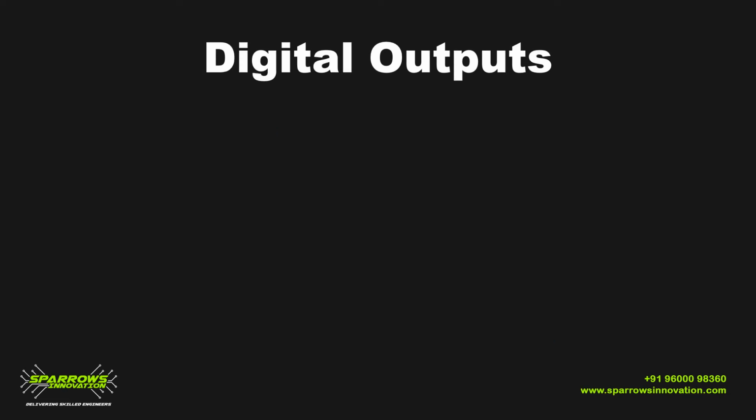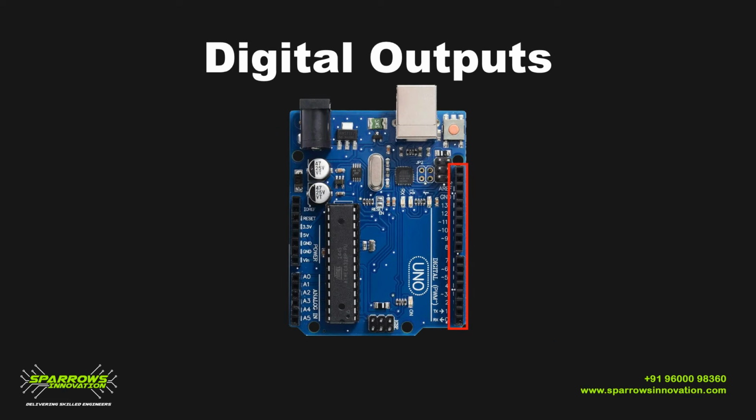As I explained in my previous video, there are 13 digital input and output pins in your Arduino. You can configure each as either a digital input or a digital output. We are not going to use pin numbers 0 and 1 because they are used for serial communication. Other than that, pins 2 to 13 can be used for either digital input or digital output.